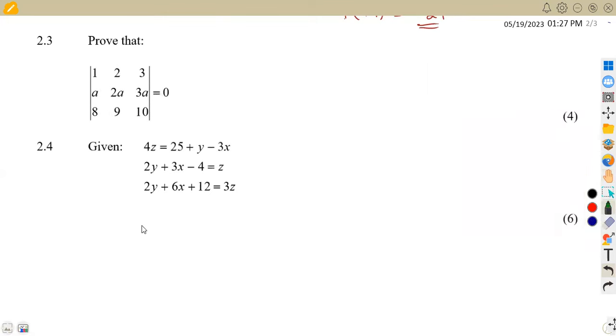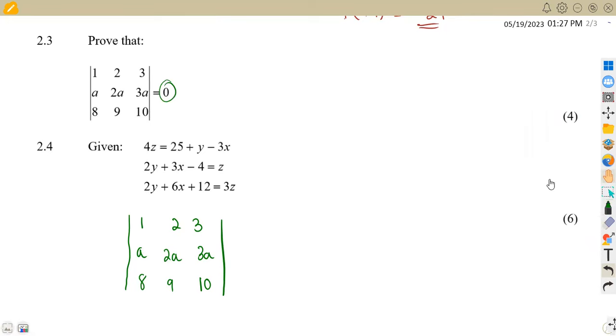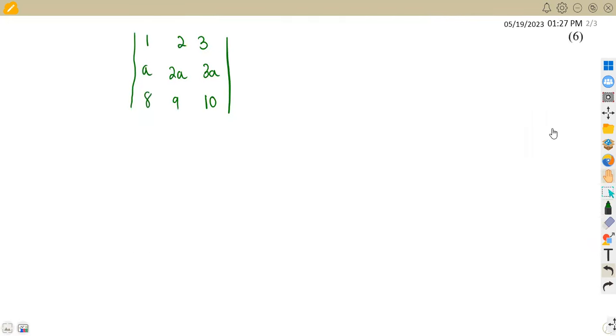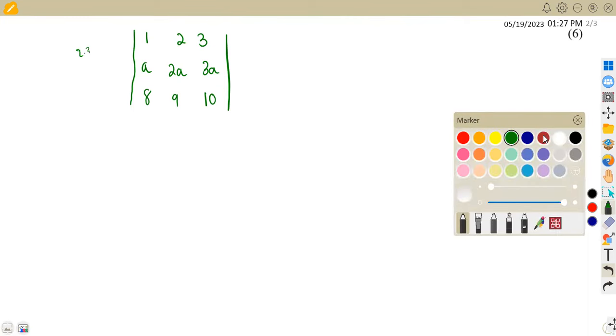Remember, we have 1, 2, 3, 2a, 3a, 8, 9, and 10. We are told that if we determine the determinant of this, we are supposed to obtain 0. How is that so? Let us check. Remember that we say the determinant is taken from any row or any column of your choice.